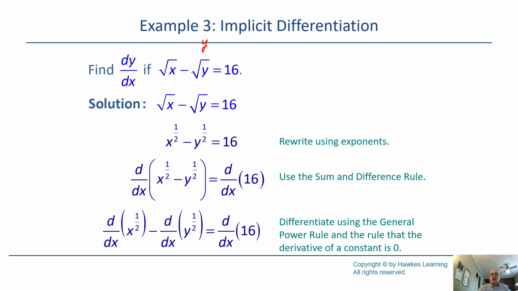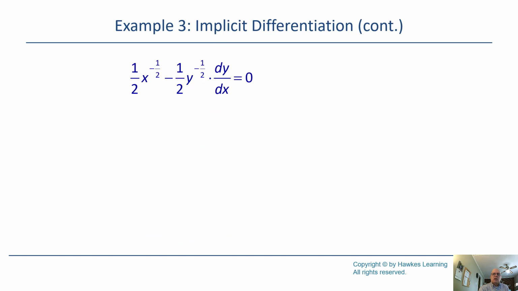Take the derivative of each term individually, bring that 1/2 out front on the first one, reduce the power by 1, so we'll have 1/2 x to the negative 1/2. Notice this is the old exponent, this is the new exponent, old exponent, new exponent. And since we're taking them with respect to x, and we don't have a d anything on this one, we do on this one because we're taking the derivative of y with respect to x.